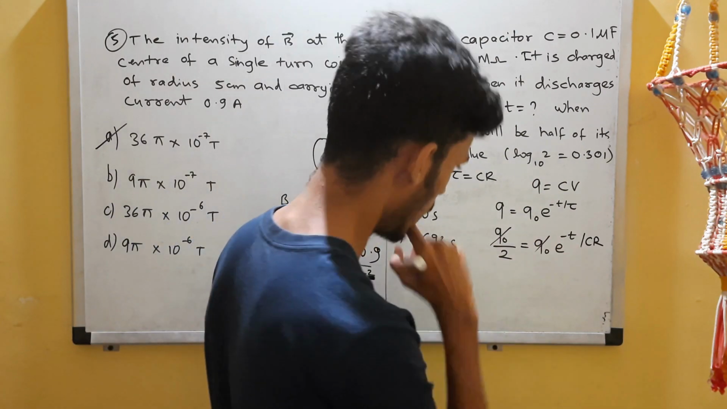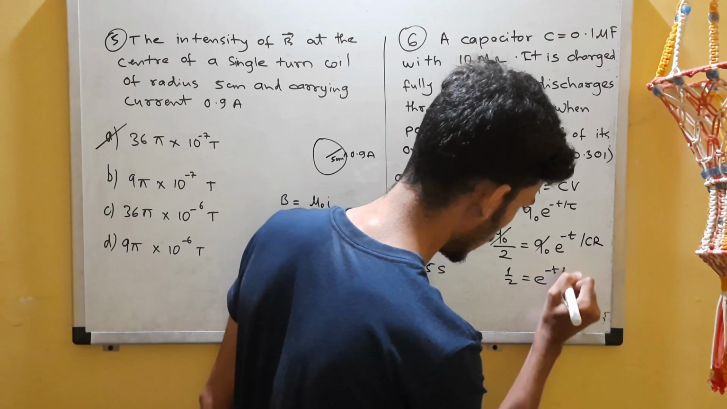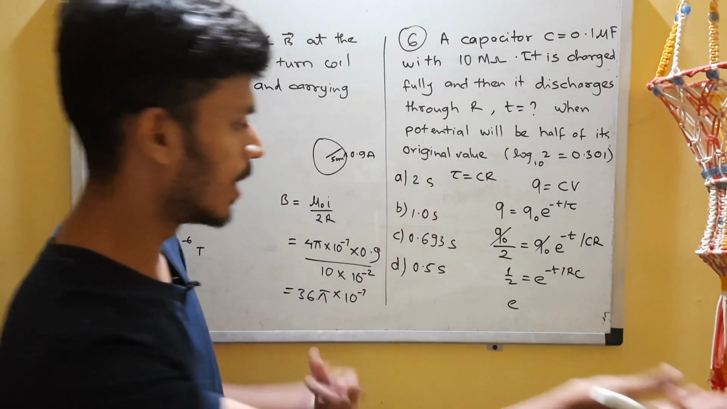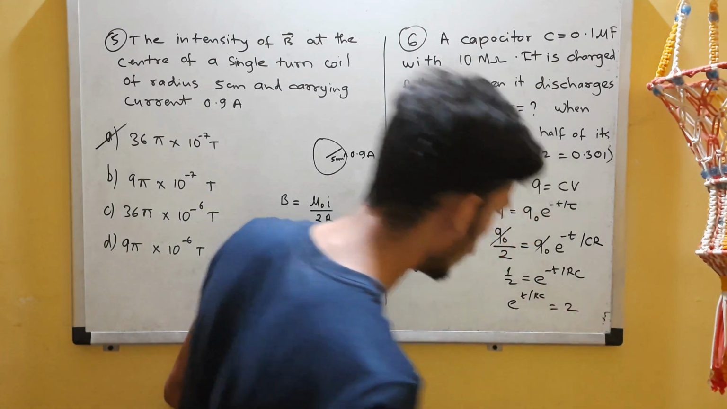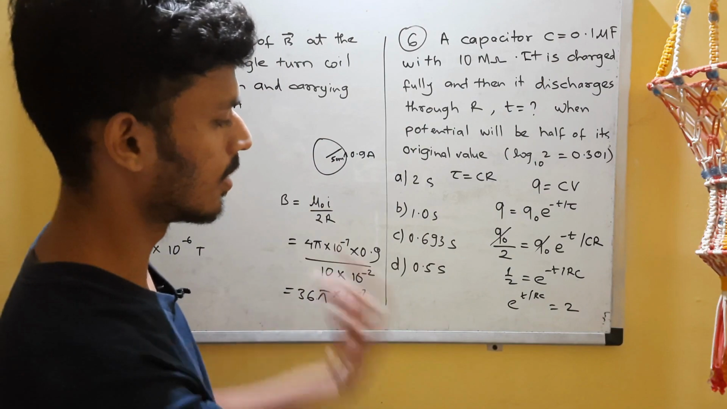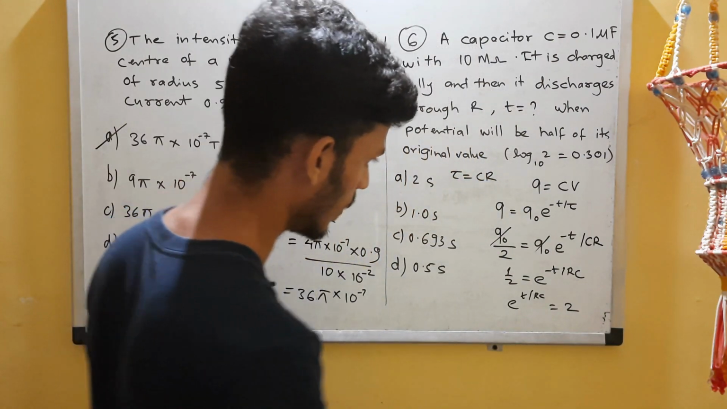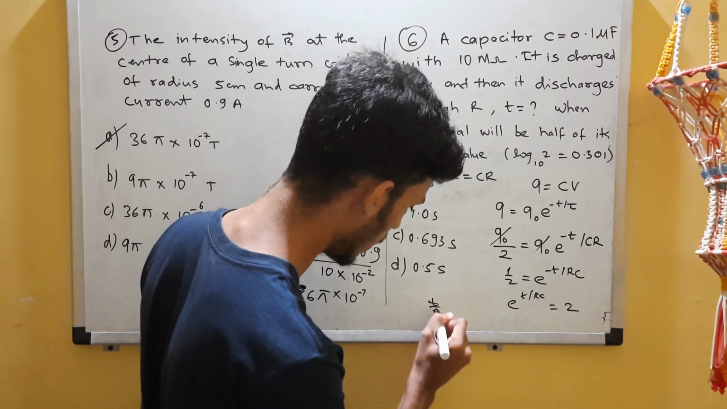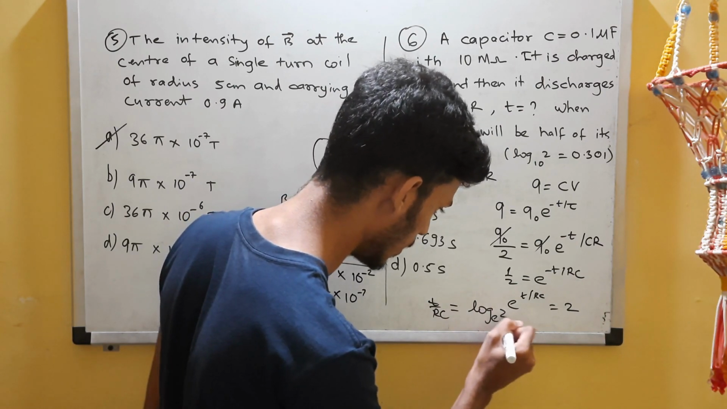So we have half is equal to e raised to minus t by RC. I'll just flip it over, so it will become t by RC is equal to 2, right? The minus sign goes because I flipped it over, reciprocals. And then we can take log on both sides. So I'll take log e. So t by RC equals log to the base e 2.